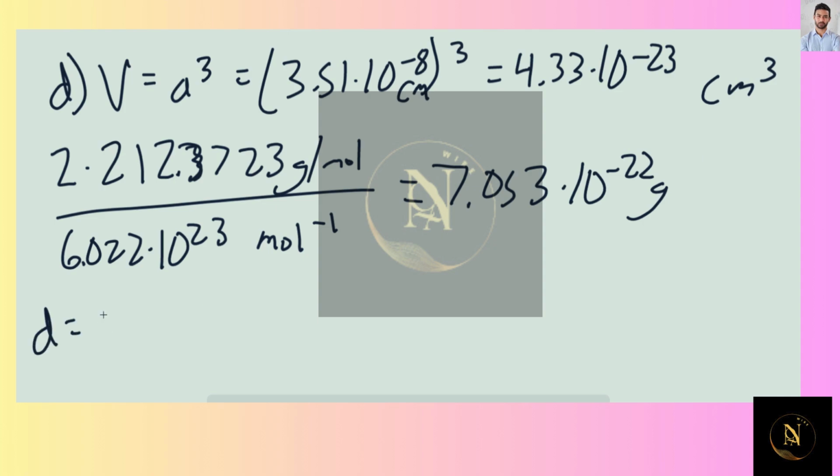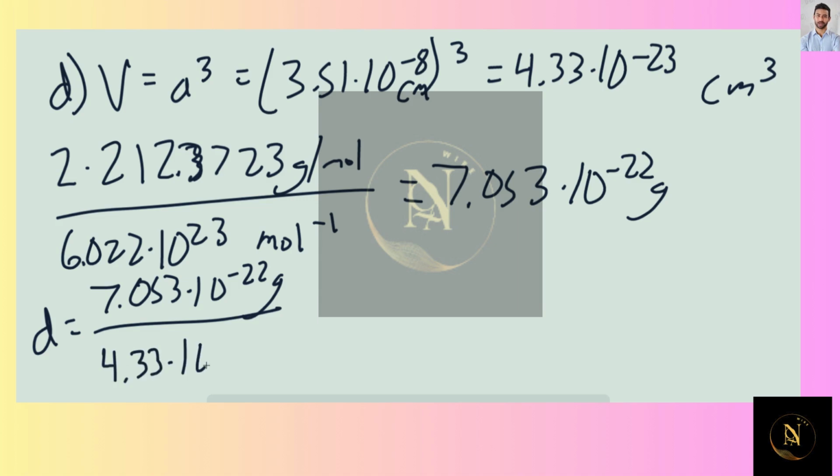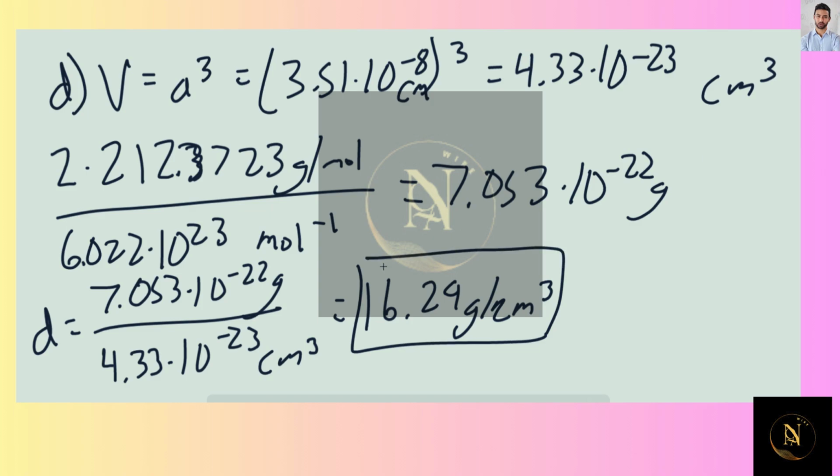So again, to find the density, we take our grams divided by our centimeter cubed. And we get that our density is 16.29 grams per centimeter cubed, which is very similar to our density from letter B.